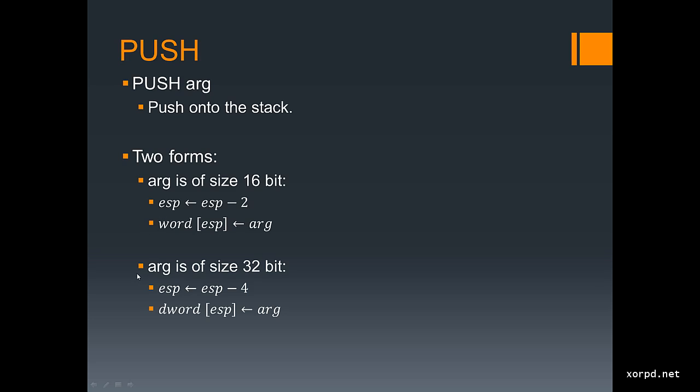The second form, which is really the most common form, is the 32-bit form. In this form, we first subtract 4 from ESP, and then we store arg into the location ESP in memory. In this form, arg has to be of size 32 bits.